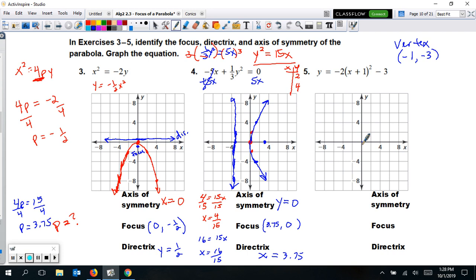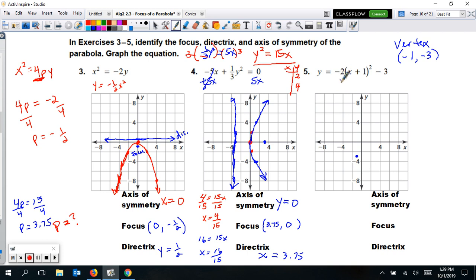-1, -3. Now remember, every box is worth 2. So -1 goes halfway. -3 is like right here in the middle of this box. Okay, so now we can go from there. We know, are we going to go up or down? And then we get x is being squared, so we are going to either go up or down. But a is negative, so we're going to go down. So we know we're going to go down from here.